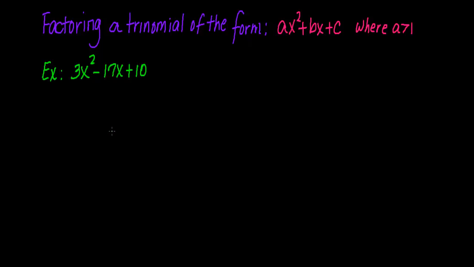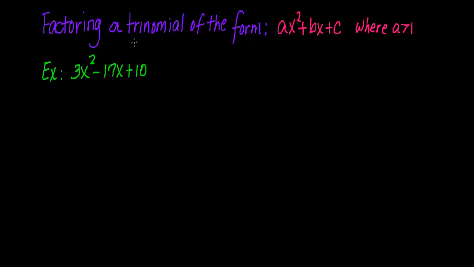Hello everyone. In this video, we are going to talk about factoring a trinomial of this form where a is greater than 1. So that means that the number in front of the x squared term is not a 1. It's either 2, 3, 4, any number greater than 1, like this example we have here. In this example, we have 3x squared minus 17x plus 10.